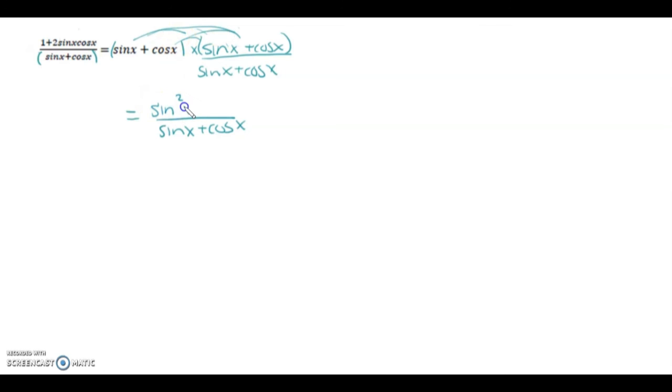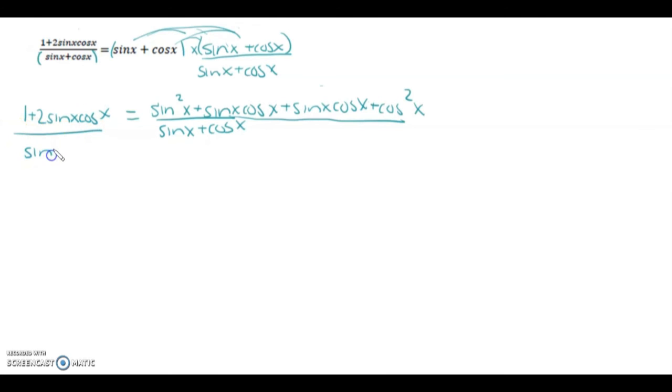We get sine squared x plus sine x cos x plus sine x cos x, and then plus cos squared x. And we still have the same thing on the left-hand side. And this looks a little confusing, but it's actually almost done. Well, what's like sine cos plus sine cos? Well, that's going to be 2 sine coses, right? So 2 sine x cos x.